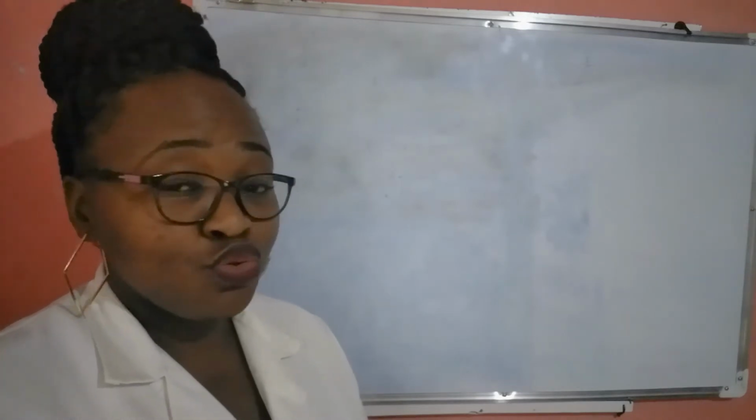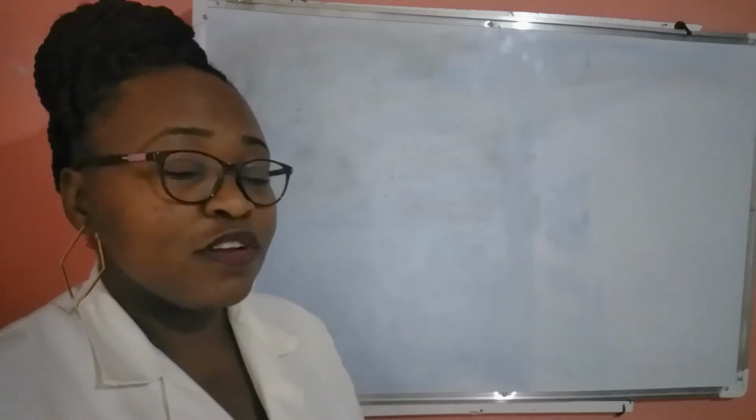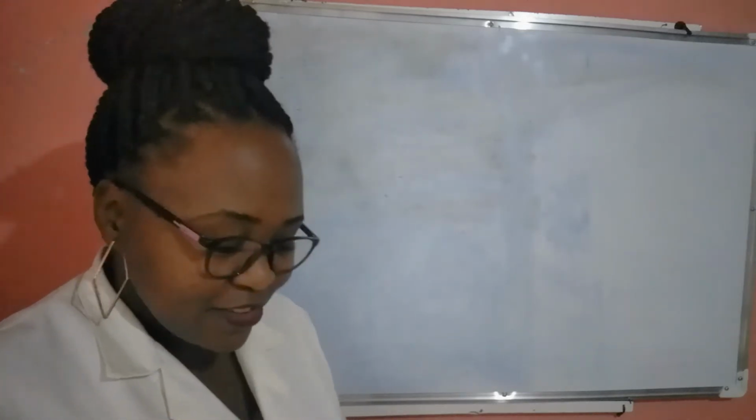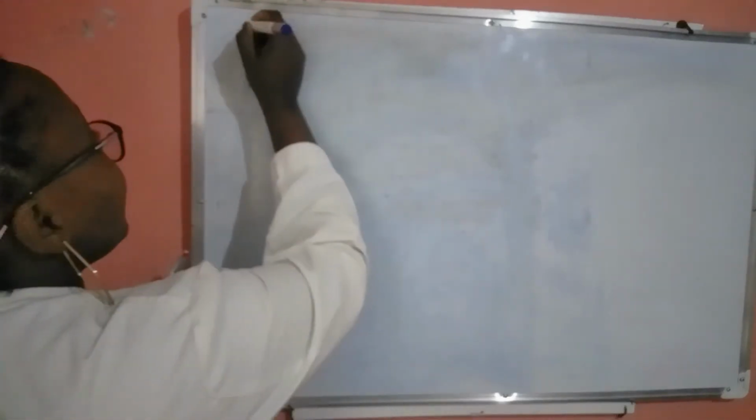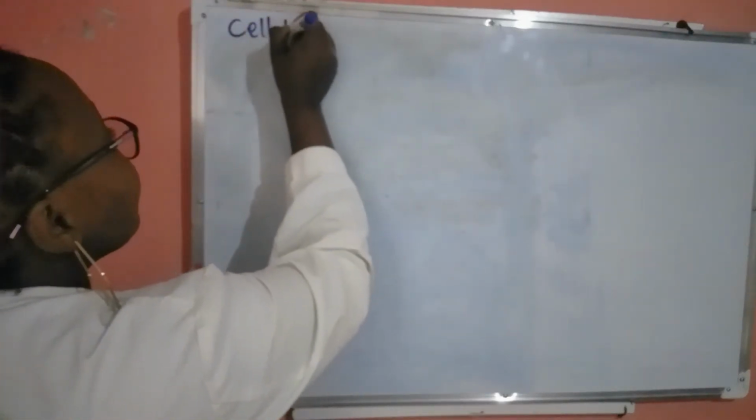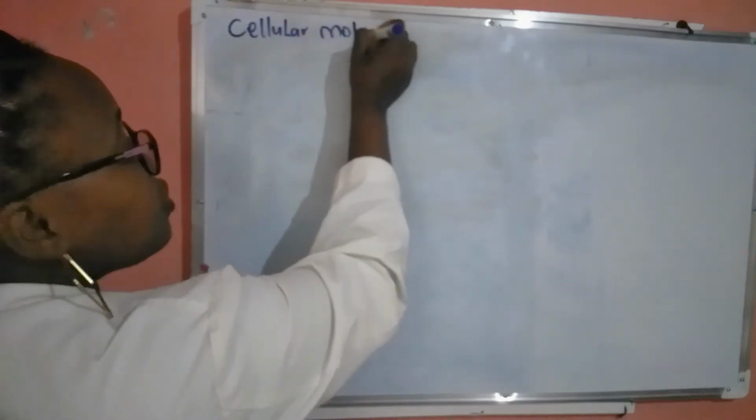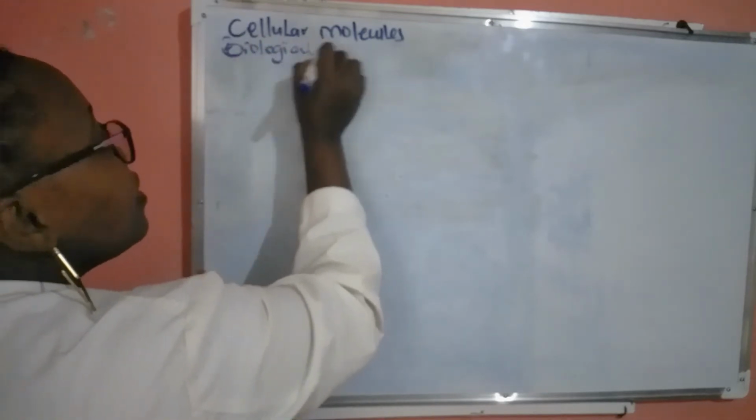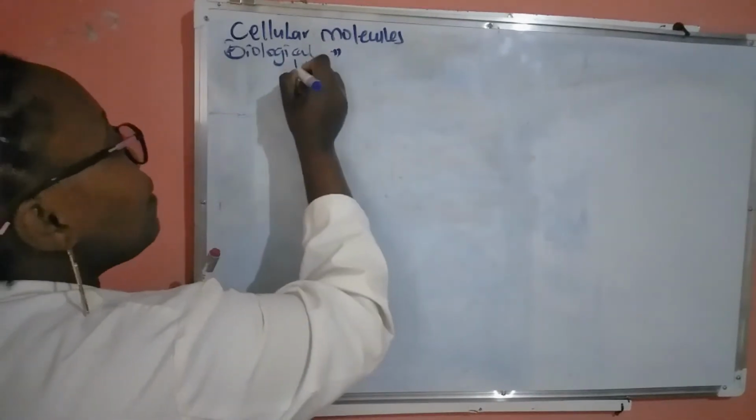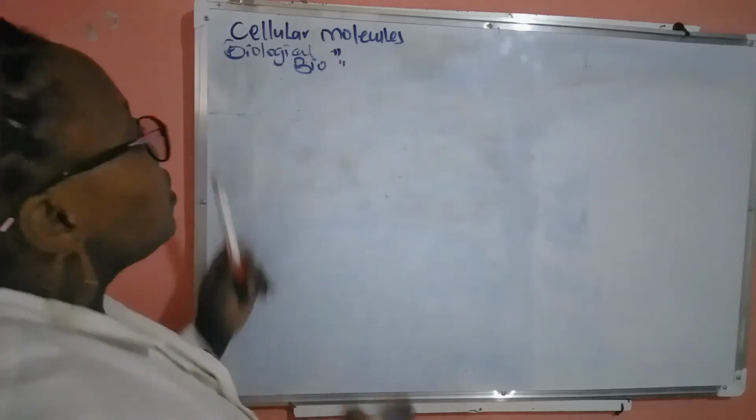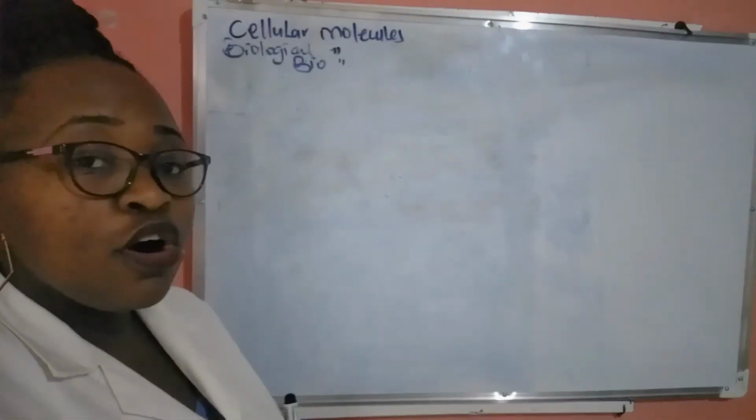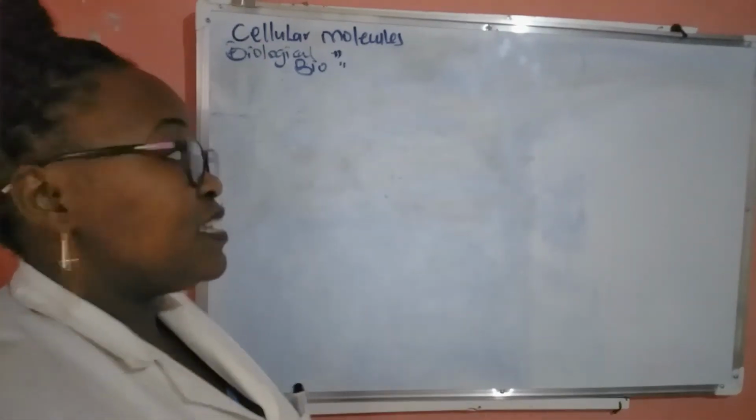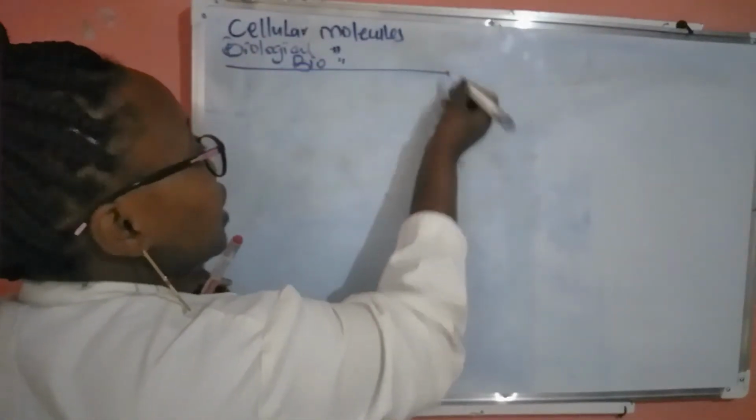This is part 2 of lesson 1, in which we are talking about the basics of molecular biology. And we stopped at cellular molecules. So cellular molecules, which are also called biological molecules, or in short, biomolecules. These cellular molecules are small organic substances in the cells, and we have 4 main families of these biological molecules.